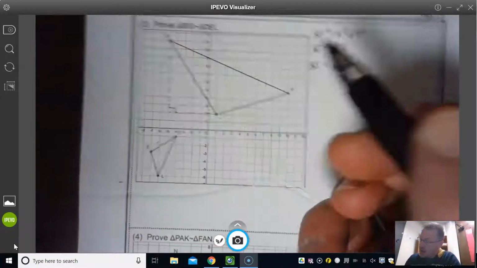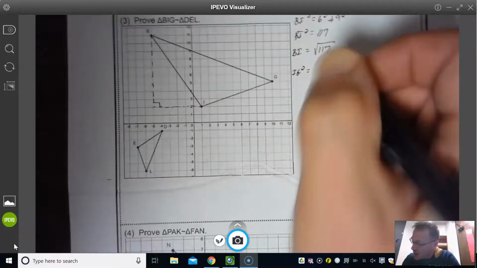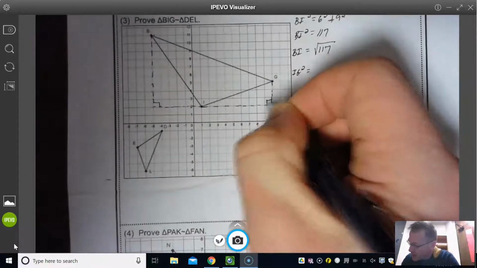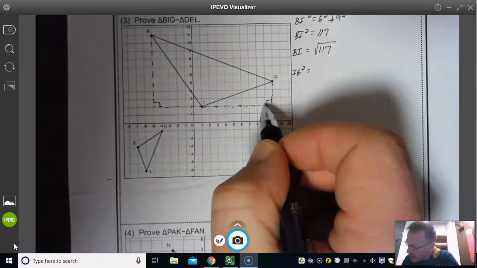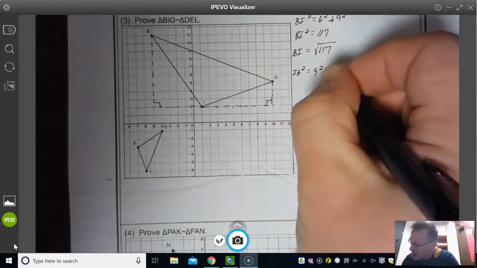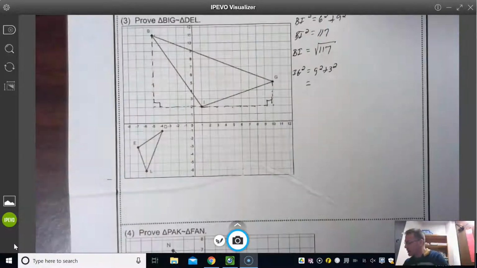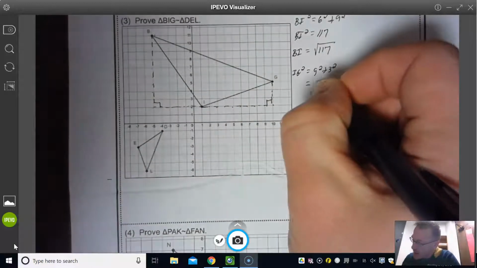Okay, so now I'm going to try and find IG here. So IG squared equals, and then once again, I'm just going to draw in my right triangle real quick. So this is 1, 2, 3, 4, 5, 6, 7, 8, 9 squared plus 1, 2, 3 squared. So 81 plus 9 is 90.